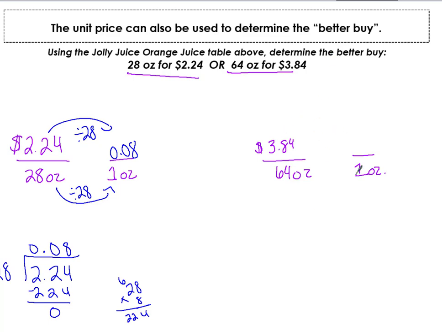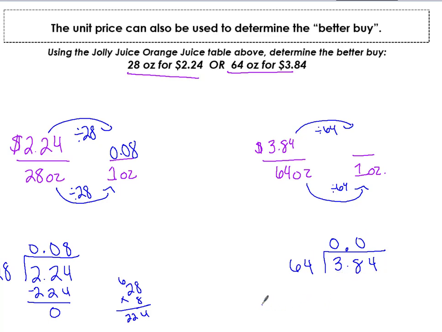Now let's figure out what the cost would be per ounce if I buy the 64 ounce. Same thing, divide by 64. $3.84. 64 goes into 3? No. 64 goes into 38? No. But 64 will go into 384. I'm just going to multiply. Let's do times 5. That's 20. That's 32. Let me try it by 6. That's 24. 36, 37, 38. Oh, look, 6 times. So 6 times 64 equals 384. So the unit price for this one is 6 cents.